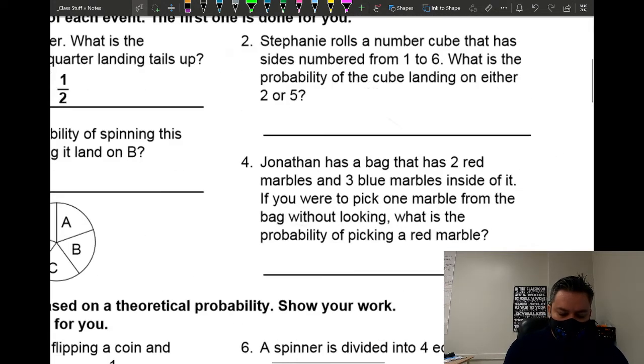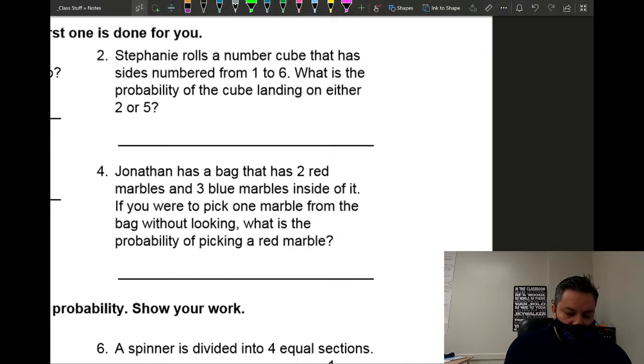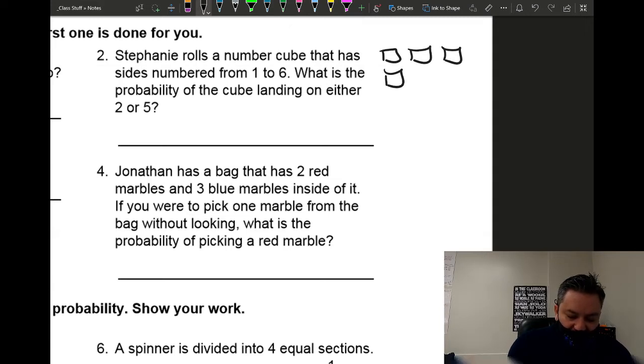Number 2. Stephanie rolls a number cube that has numbers 1 through 6. What is the probability that the cube will land on either 2 or 5? So I told you before that every time we have a number cube, I want you to go ahead and draw it. Just draw the 6 faces and number them, because sometimes they're gonna give you a number cube with 2 1s, 2 2s, 2 3s. Okay? But in this case, just a regular number cube, 1, 2, 3, 4, 5, 6. And what I want you to do is highlight or circle whatever they're asking, whatever they want to find. They want to get a 2 or a 5.